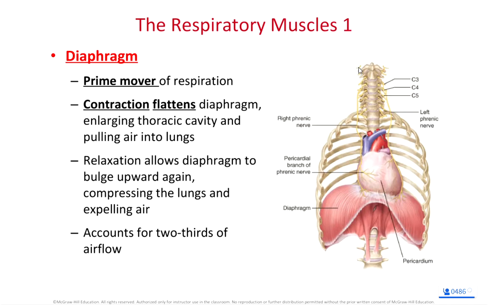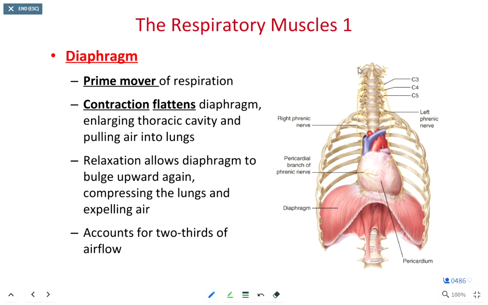So, in terms of what the single most important muscle is for breathing in and breathing out, it is the diaphragm. It's the prime mover. As we look at our diaphragm, it starts at the bottom or inferior margin of the rib cage and then arches upward towards the heart.